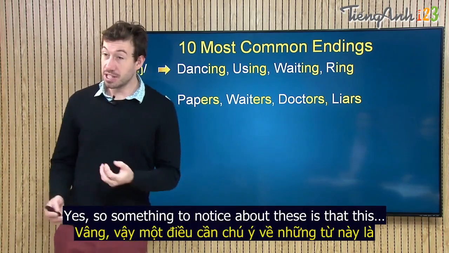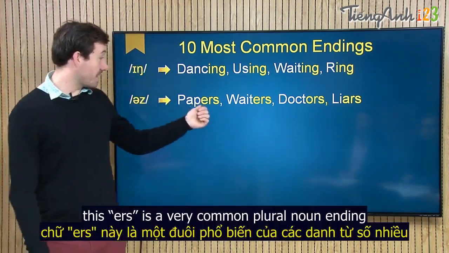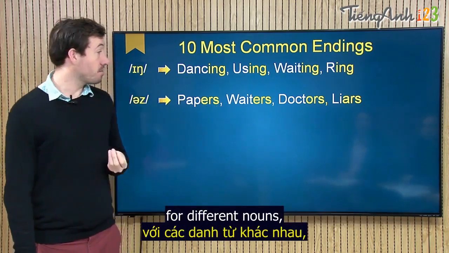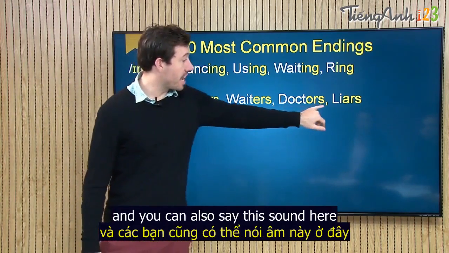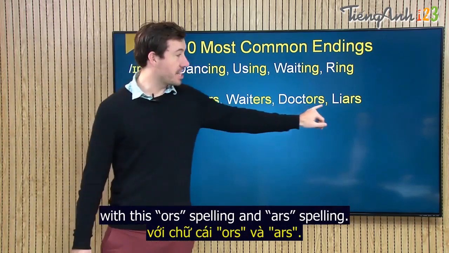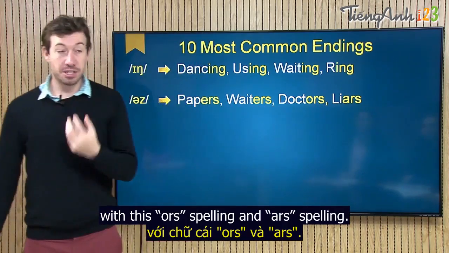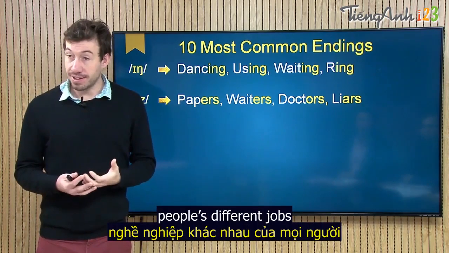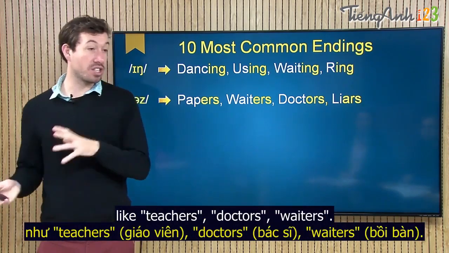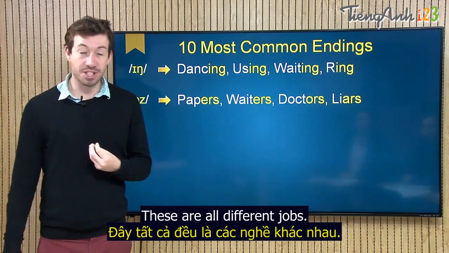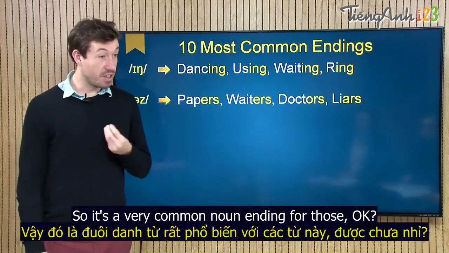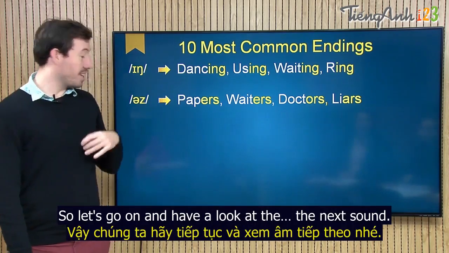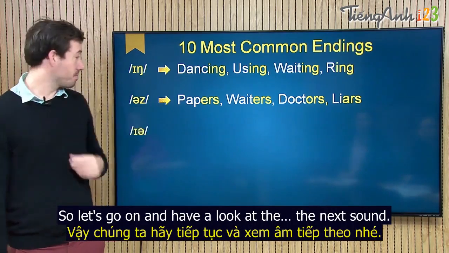So something to notice about these is that this ERS is a very common plural noun ending for different nouns. And you can also say this sound here with this ORS spelling and ARS spelling. A lot of the time, these will be people's different jobs, like teachers, doctors, waiters. These are all different jobs. So it's a very common noun ending for those, okay? Fantastic.